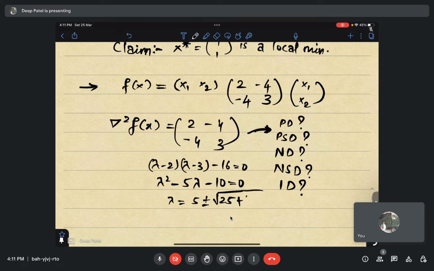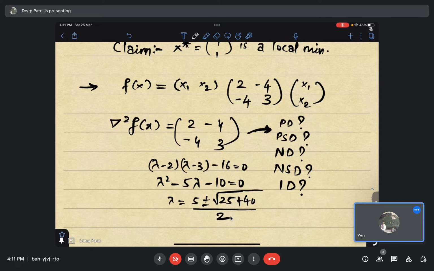Wait. The product is negative, and the sum is also negative. So that means both of them cannot be positive. So what can we say from here? You cannot conclude anything, right? No, I cannot conclude anything.